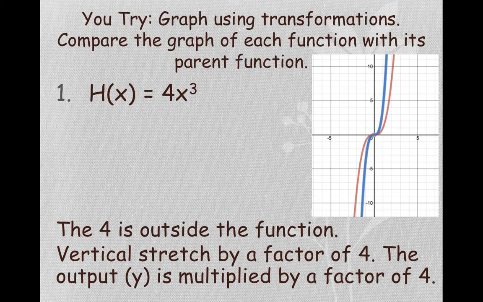Okay, here's the first one. h of x equals 4x to the third. The 4 is outside the function. Since it's multiplying on the outside, it's a vertical change. Since 4 is greater than 1, it's a stretch by a factor of 4, because outside the number does not change. The output, or y, is multiplied by a factor of 4.